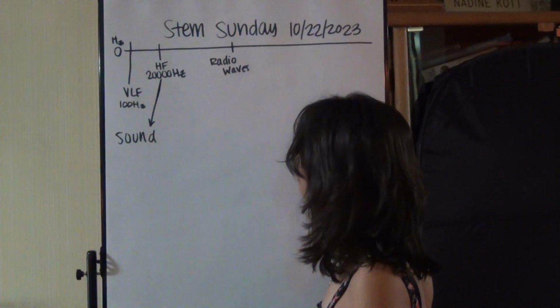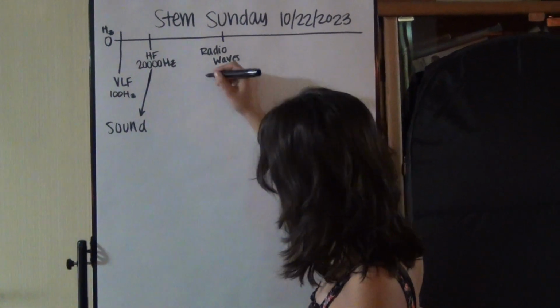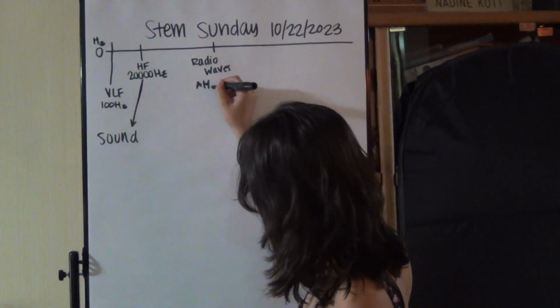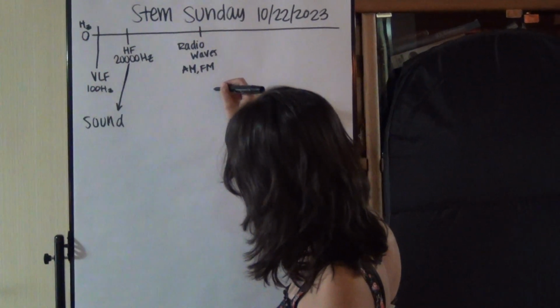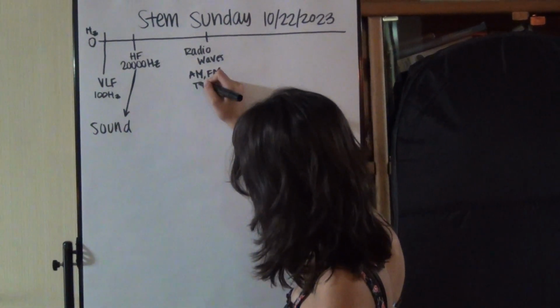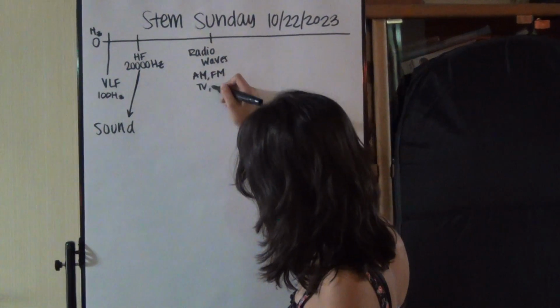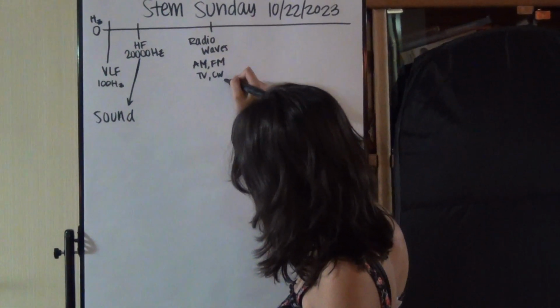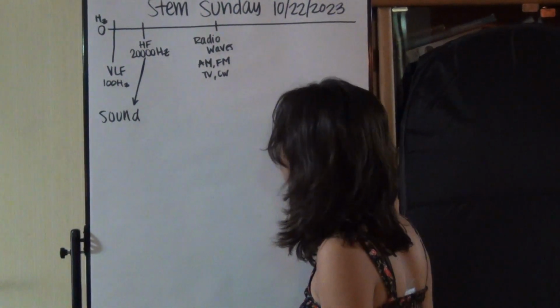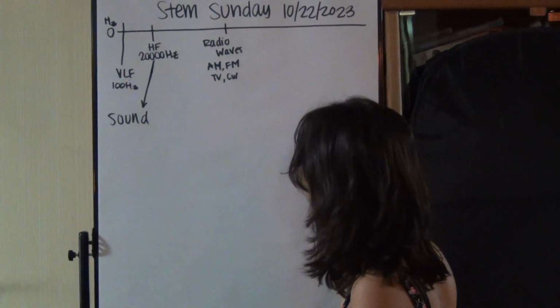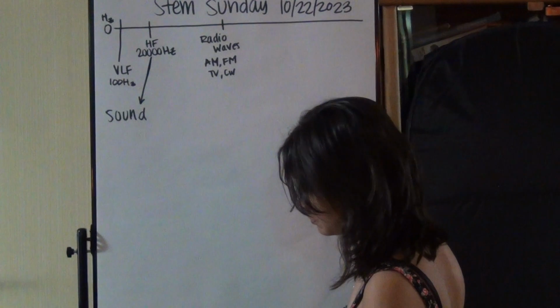That includes AM, FM, TV, CW, that's Morse code. That's good. So if you're going to get a ham radio license, you've got to go there.